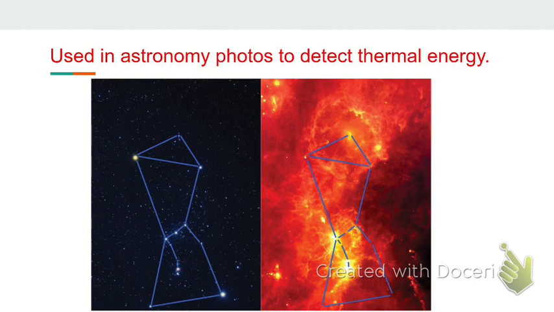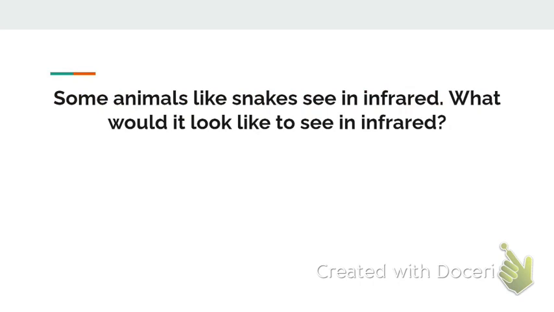So on the left here we have a constellation, right? And then here through a filter that allows you to see all of the infrared. Normally our eyes can't perceive this, but if we use a special filter, you can see the heat energy coming off of these stars, for example. This is Orion. Some animals, like snakes, see in the infrared.